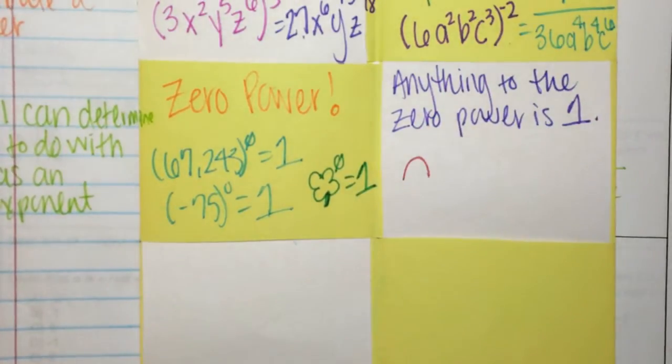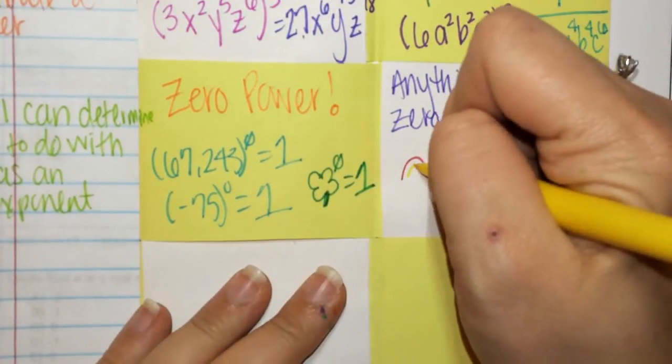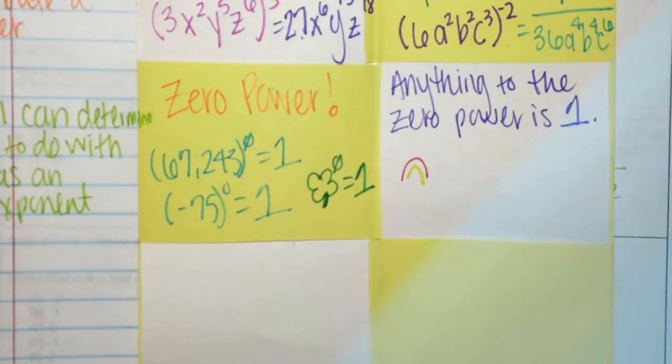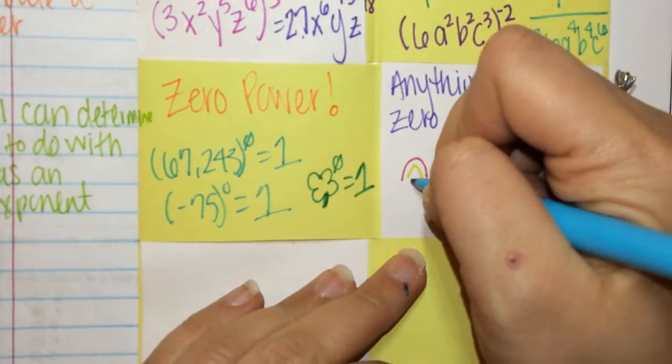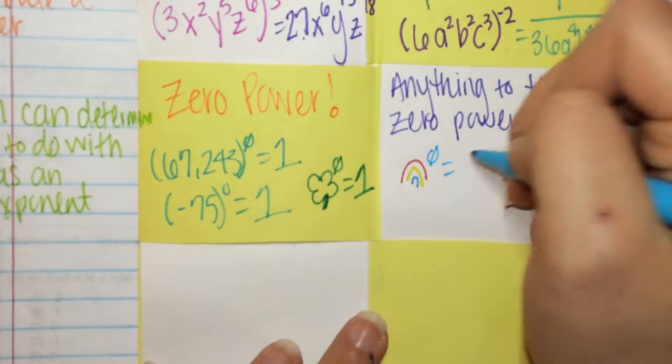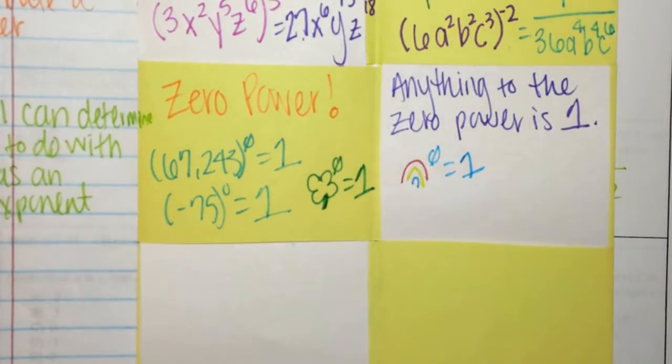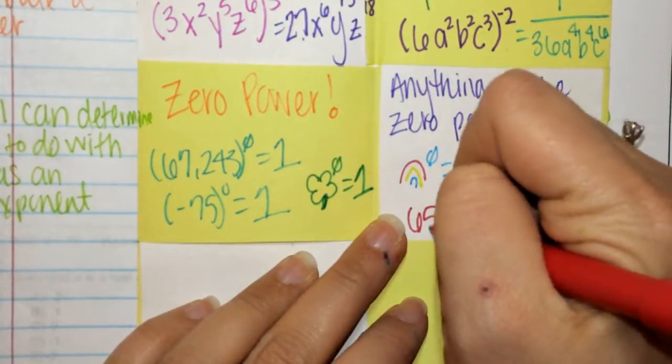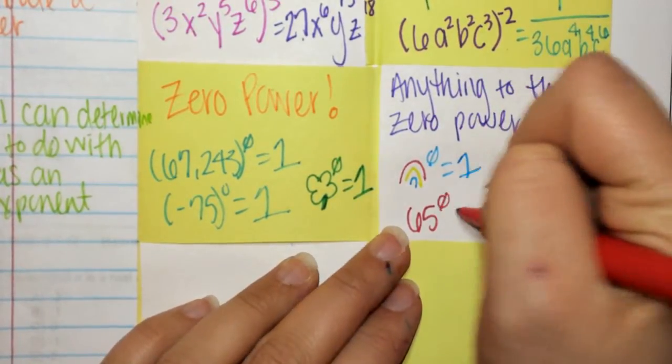So if I have a rainbow to the 0 power, what's that going to be? If I said 65 to the 0 power, what would that be?